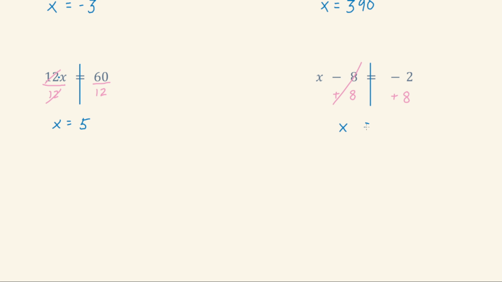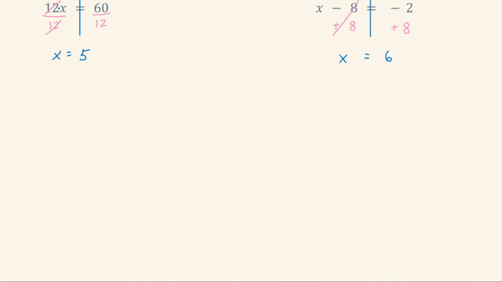And here we have an equal sign. And on the right side, we have minus 2 plus 8. That's just going to be a positive 6. Now, on to the next question.